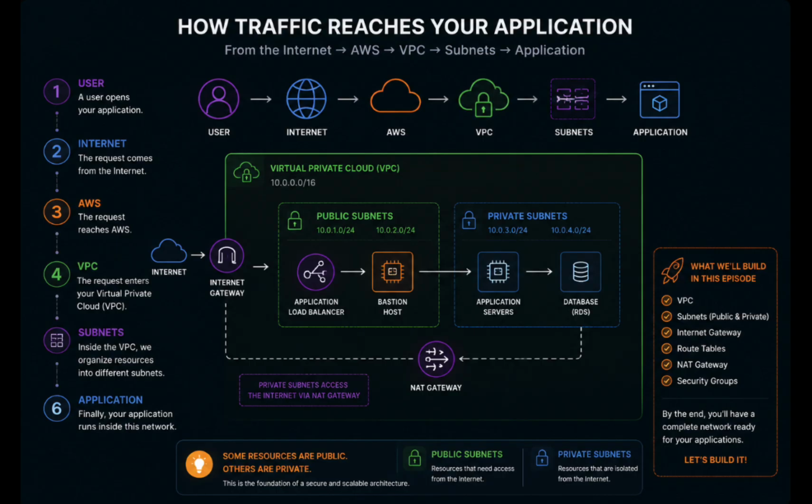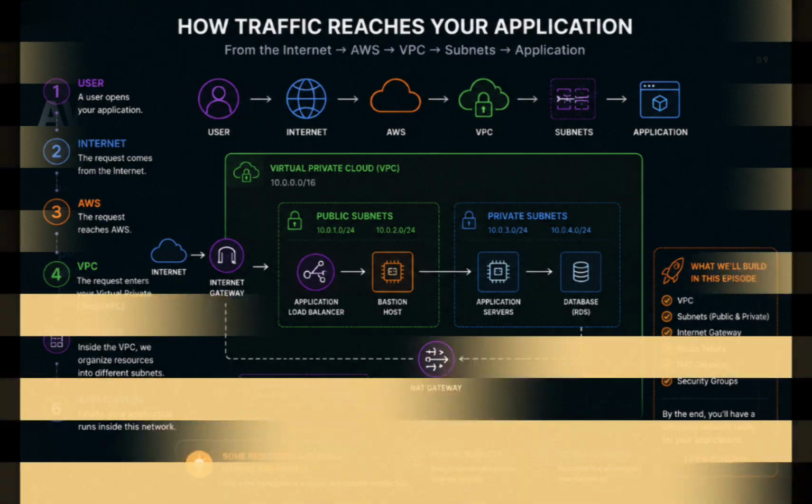So, what does that network look like? Imagine a user opens your application. The request comes from the internet. It reaches AWS. Then it enters our virtual private cloud, or VPC. Inside that VPC, we'll organize our infrastructure into different subnets. Some resources will be public, others will remain private. Finally, our application will run inside that network. Don't worry if some of these names are new. During this episode, we'll build every one of these components together.